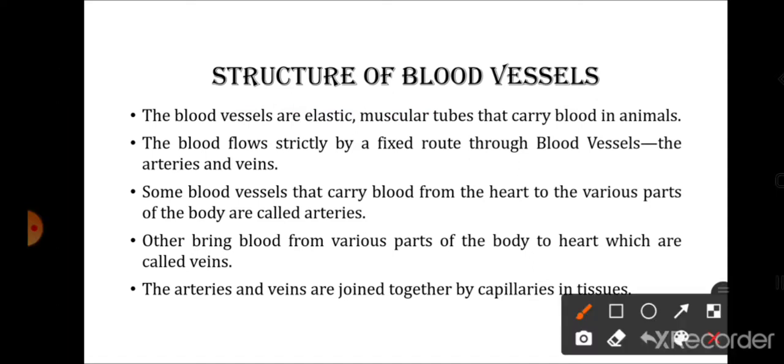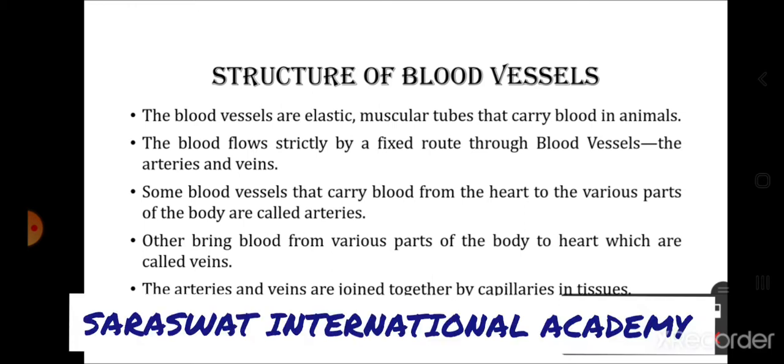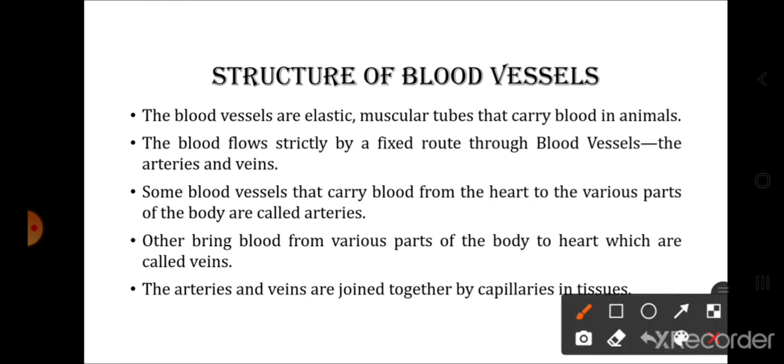What we will be studying? The structure of the blood vessels. Now we know that in human beings the blood flows through blood vessels. So there are three basic types of blood vessels: the arteries, the veins, and finally the capillaries. So what are blood vessels? They are the elastic muscular tubes that carry the blood in animals.